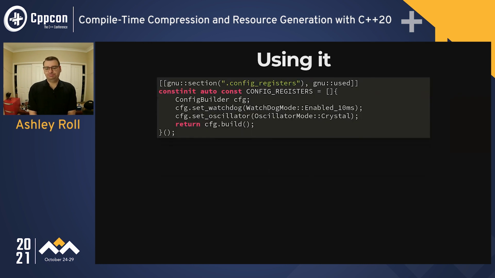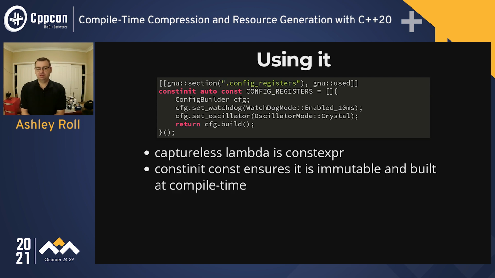So how would we use that? We would do this. We have a constinit value that we initialize from a lambda, which we immediately invoke. So the lambda function is constexpr at that point. And constinit ensures that it's built at compile time. It's a bit of a mouthful to get constinit and const on the type, but that's what we have to do.